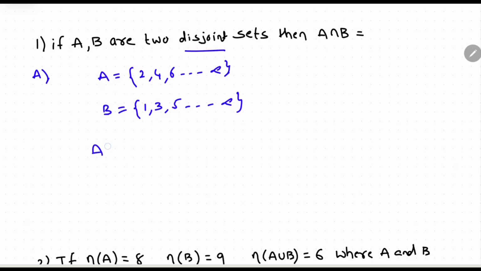Therefore A intersection B will be null set. Okay. So whenever two sets are disjoint, therefore their intersection will be always null set. Okay.